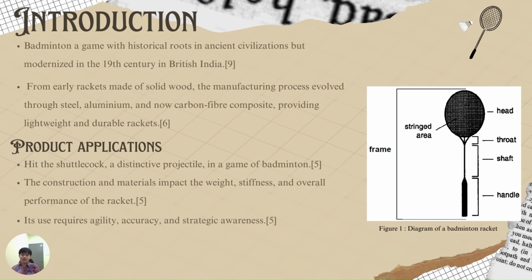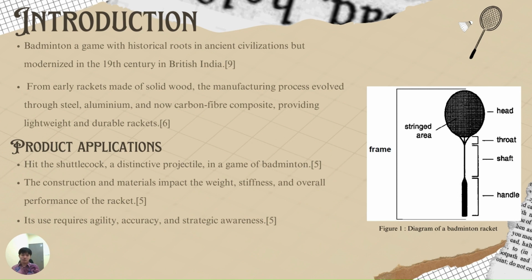The product that we have selected is badminton racket, which is categorized under the sports and recreation equipment. And badminton racket is a fundamental instrument for the sport of badminton, which is a game with historical roots in ancient civilization but modernized in the 19th century in British India. The transformation in design of badminton rackets over time is noteworthy. From early rackets made of solid woods, the manufacturing process evolved through steels, aluminum, and now carbon fiber composites, providing us with lightweight and durable rackets.